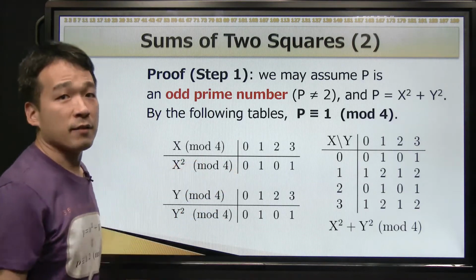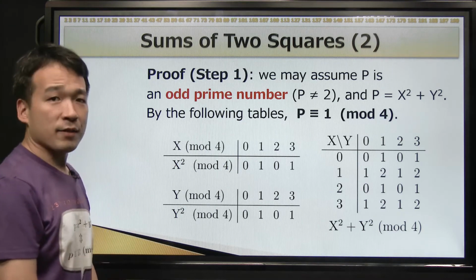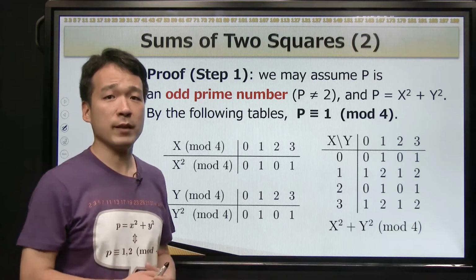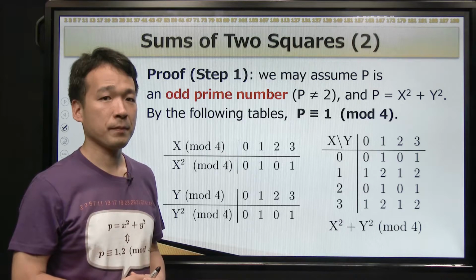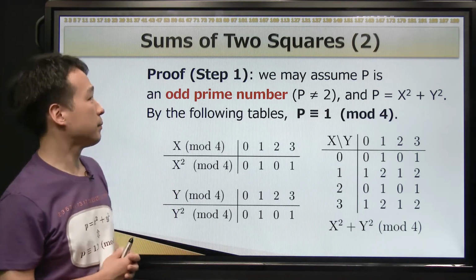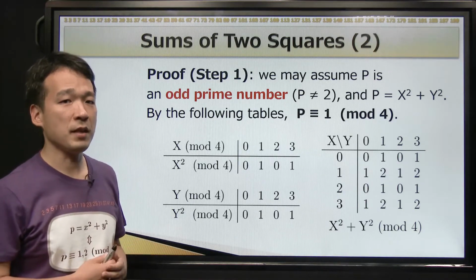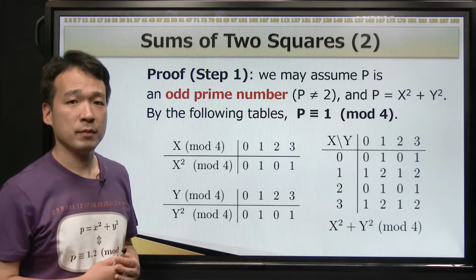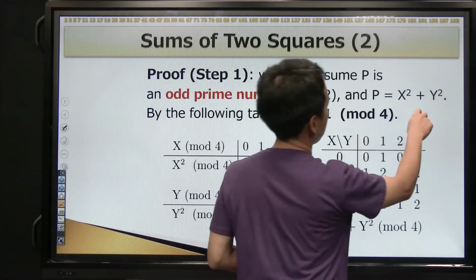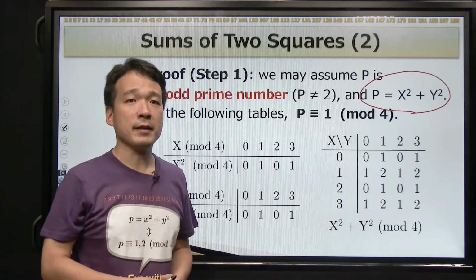This is the first step of the proof. We may assume p is an odd prime number because the theorem is obvious when p is 2. Assume that p is the sum of two squares. We write p is equal to the square of x plus the square of y for some x and y.